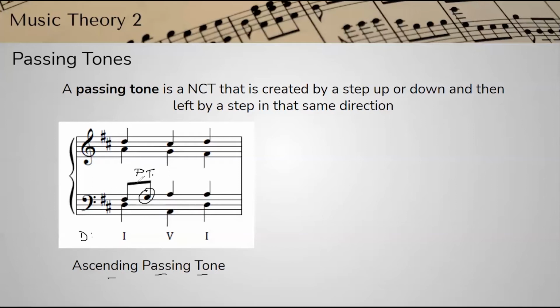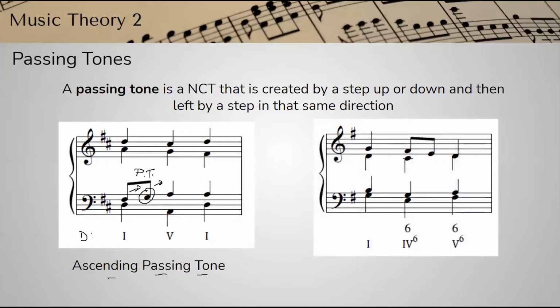And you'll see that it moves upwards, like I said, and then is left in the same direction. So we go up to create the non-chord tone, and we keep moving up to connect to the next chord tone, okay? So we call that an ascending passing tone whenever you have a non-chord tone that passes through two chord tones. Okay, now here we have a passing tone in the opposite direction. So we would call this a descending passing tone.